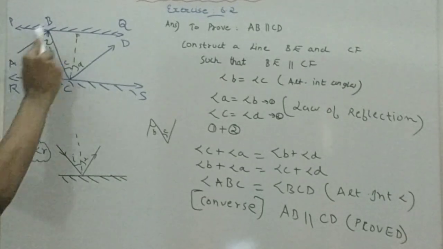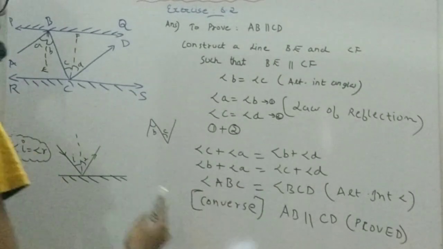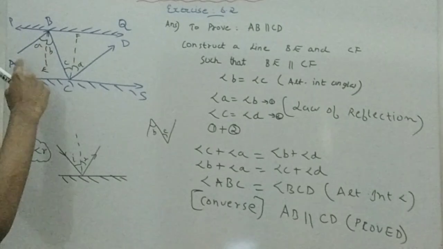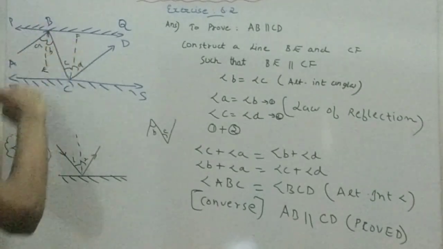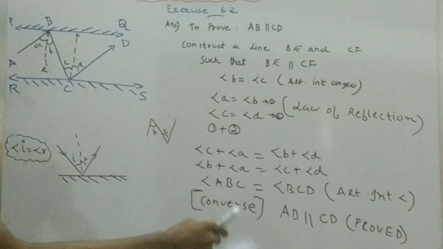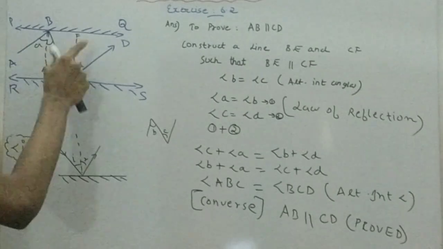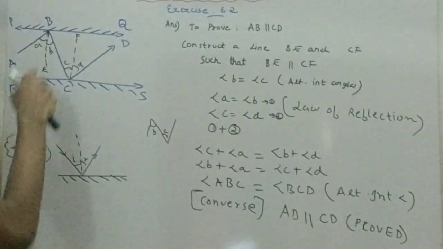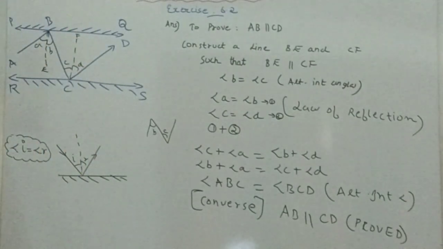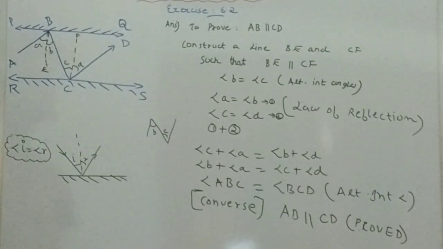Now here also, if you see in the figure, what are they? They are alternate interior angles, isn't it? Since we got them equal, we can say that these are alternate interior angles between the lines AB and CD. Now by applying the converse of the alternate interior angle theorem, we can say that AB is parallel to CD. Because only if AB and CD are parallel could we have got these two angles equal to each other. So by the converse of the statement, we can prove that AB is parallel to CD.